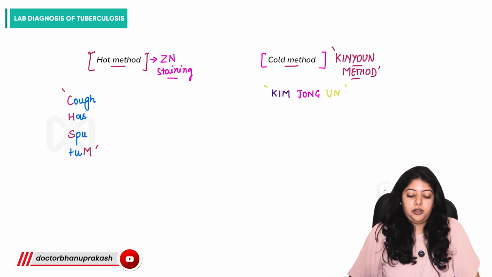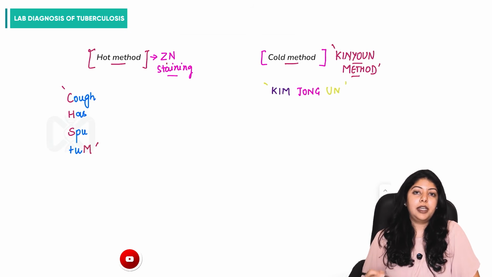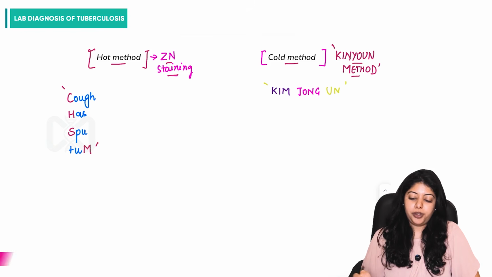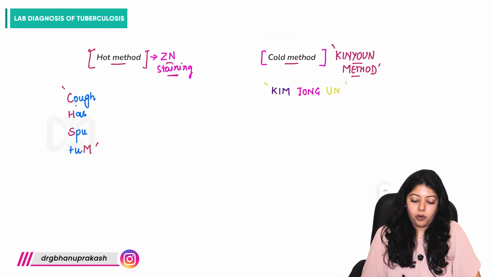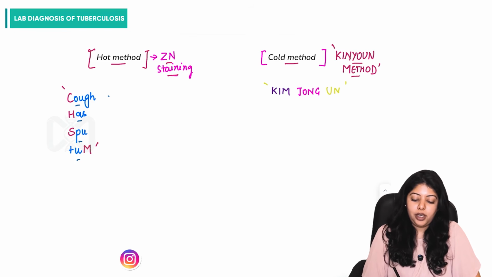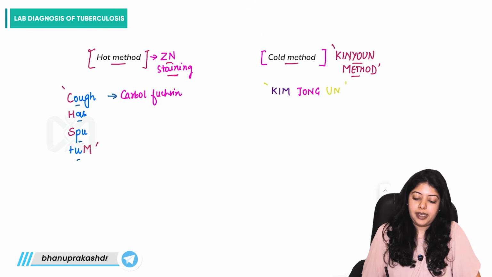Right? So for staining, the important steps of staining, and to remember these steps for ZN staining, we have a mnemonic which is "cough has sputum." So I have highlighted these letters for you to learn the different steps. So with C we have carbol fuchsin as primary stain.